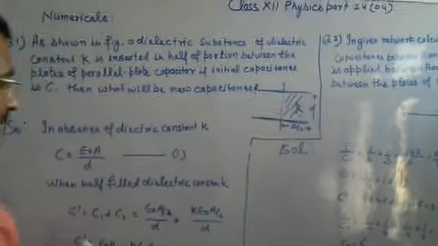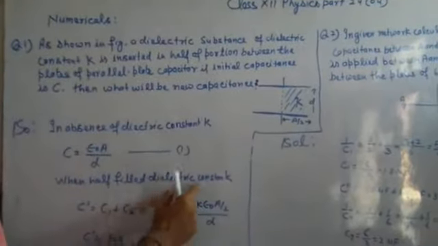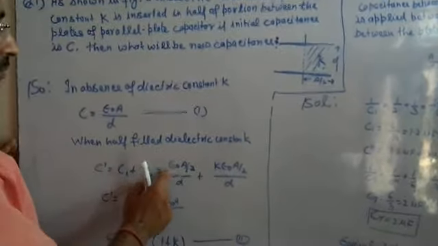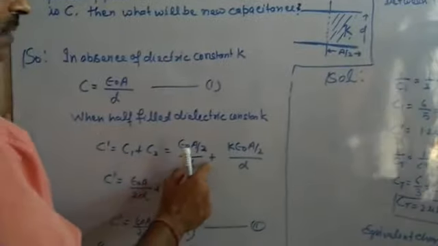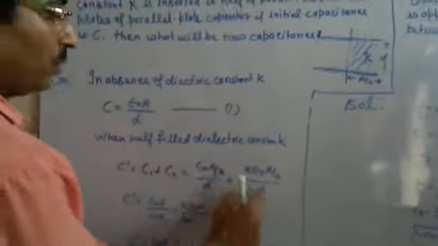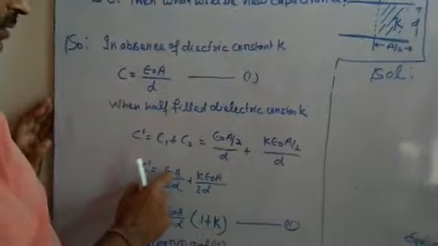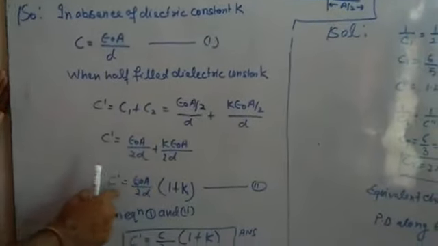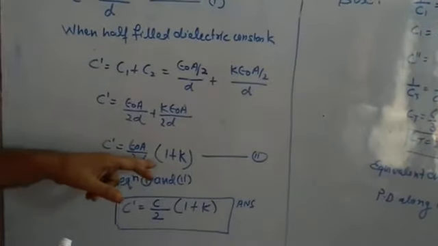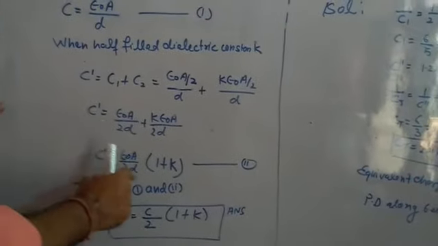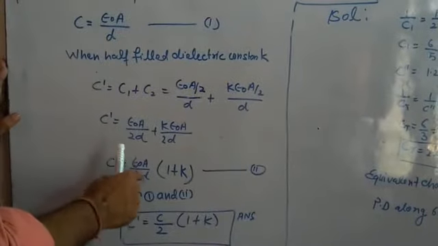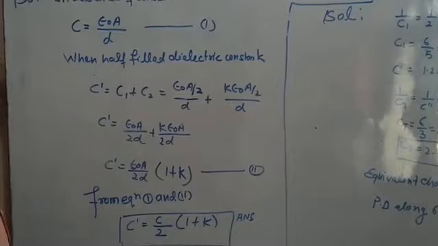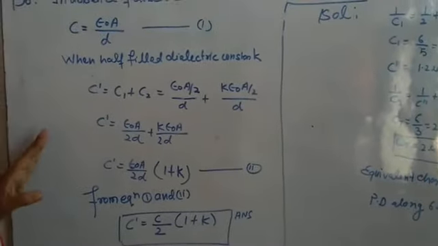But here the area is divided. When half is filled with dielectric constant K, C dash equals C1 plus C2, epsilon A by 2 upon D plus K epsilon A by 2 upon D. C dash equals epsilon A upon 2D plus K epsilon A upon 2D. Taking common epsilon A upon 2D, 1 plus K. Putting the value from equation 1, we will get C by 2 times (1 plus K). This is the answer of the question.